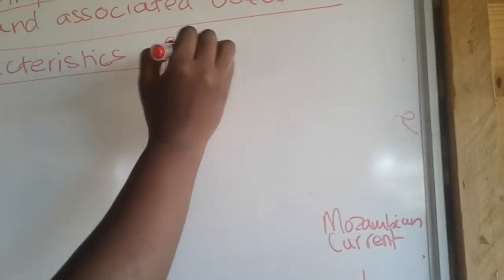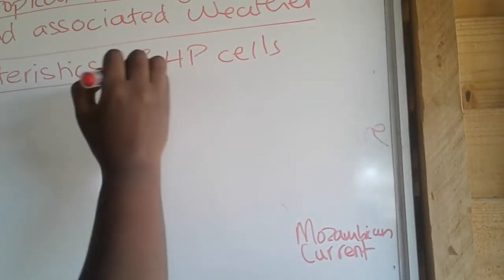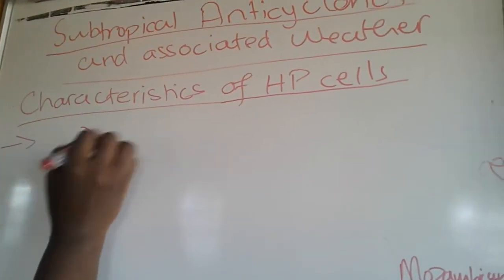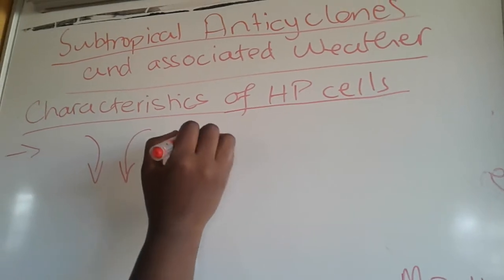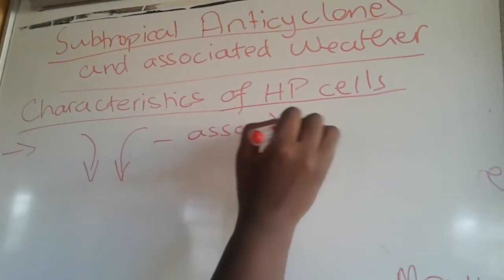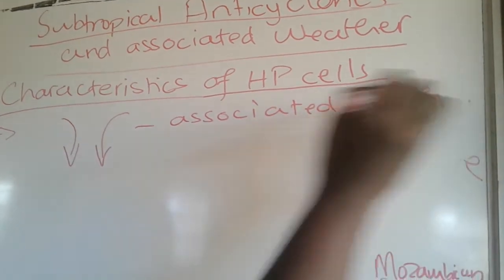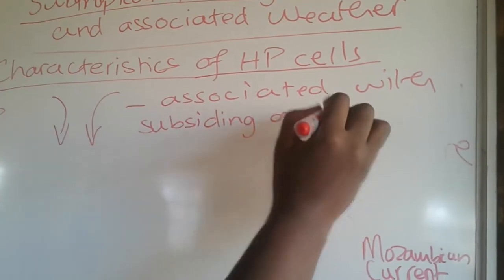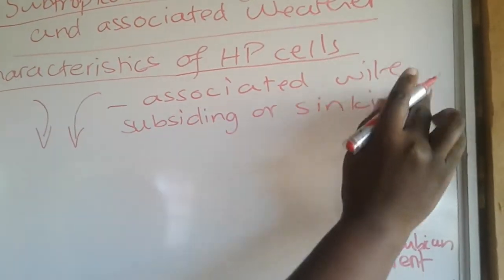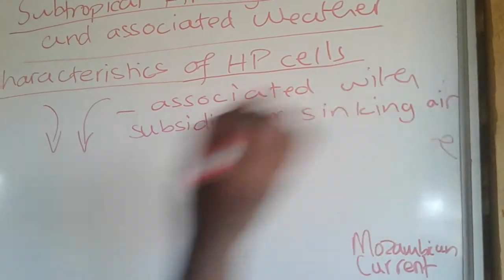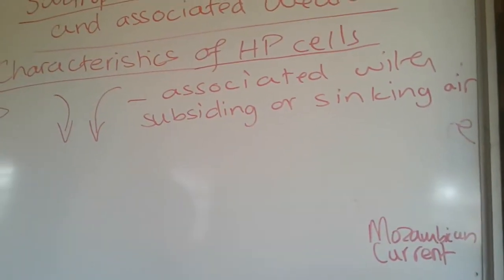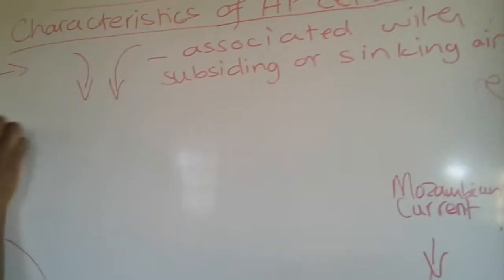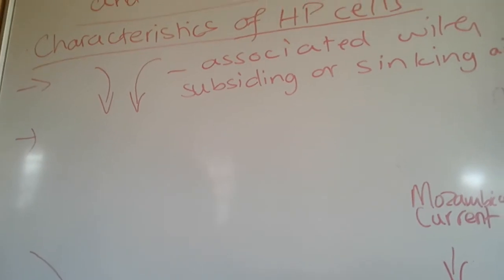Characteristics of high pressure cells. Like the name suggests, one, we should know they are associated with subsiding or sinking air. That is the first characteristic of this high pressure system. And then if you look at the circulation of the air, it is anti-clockwise in a high pressure cell.